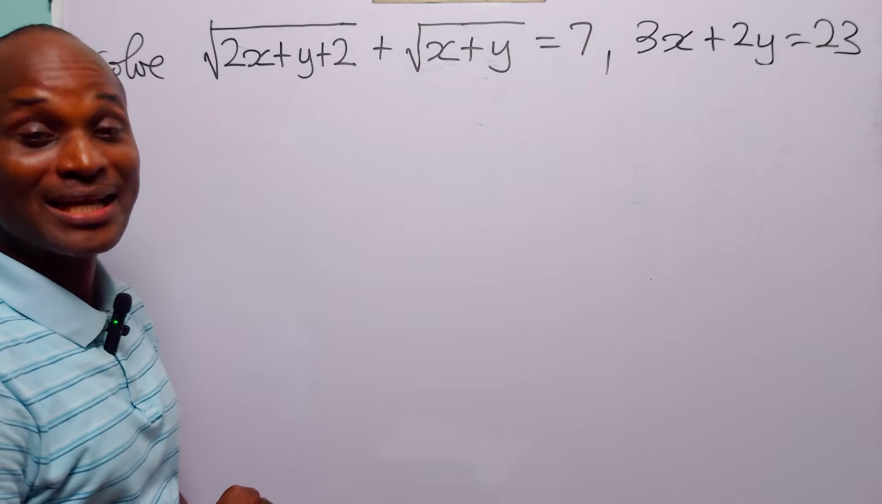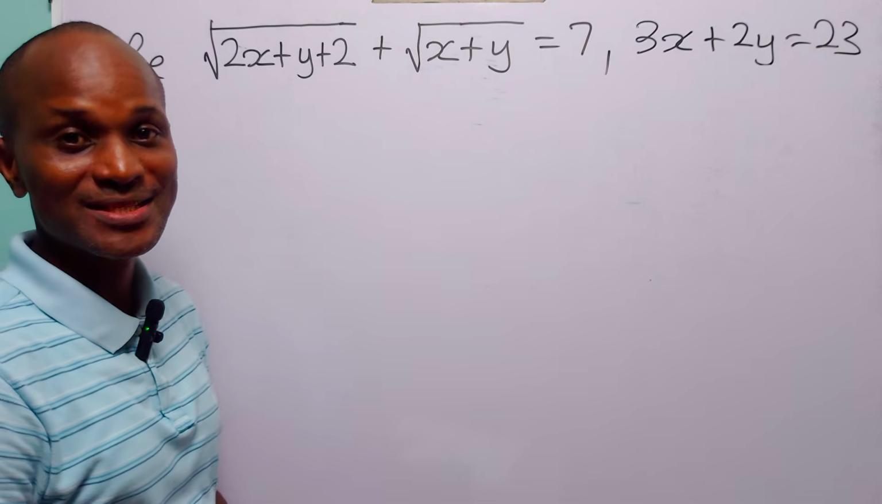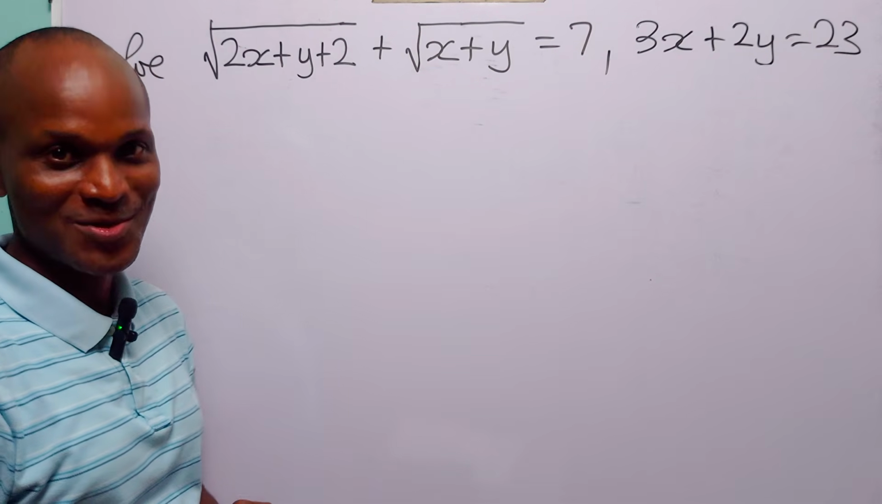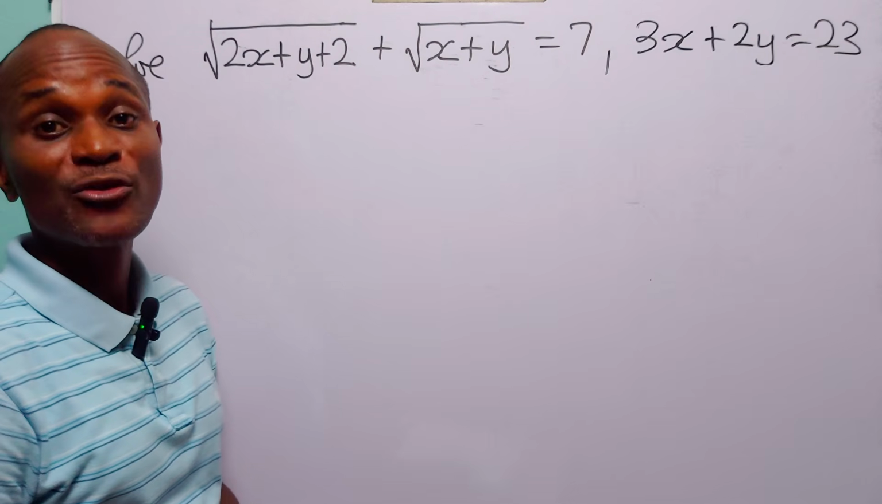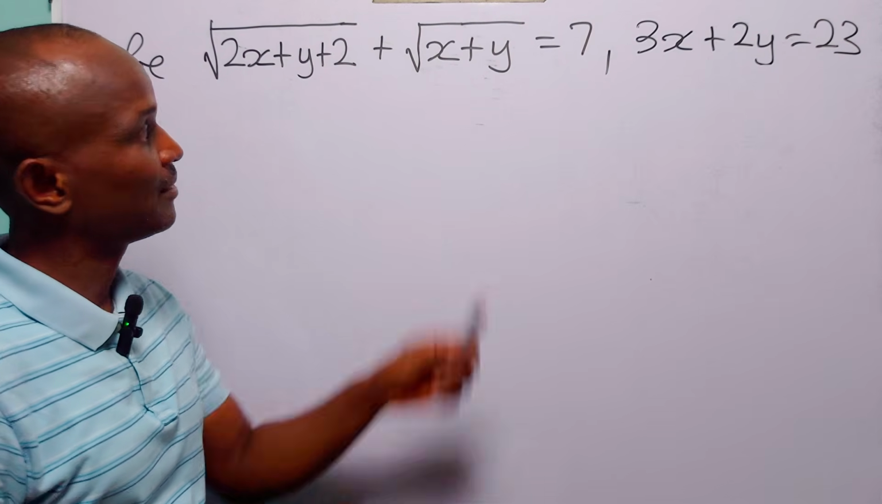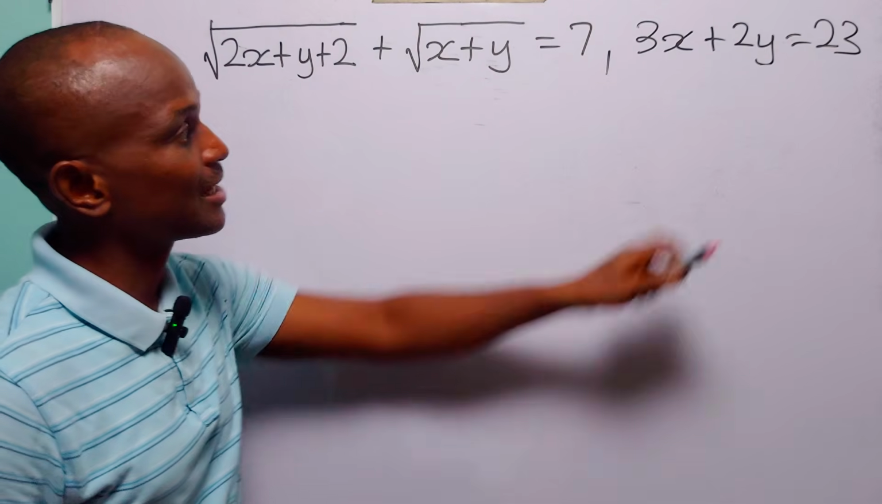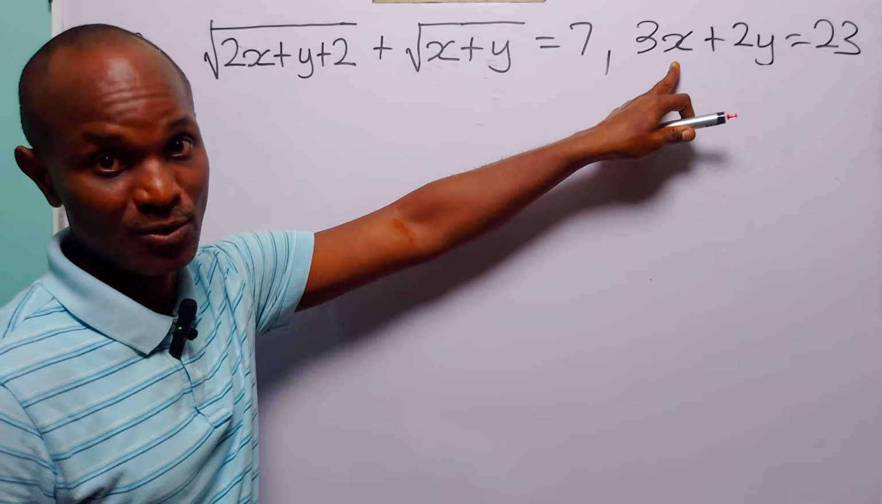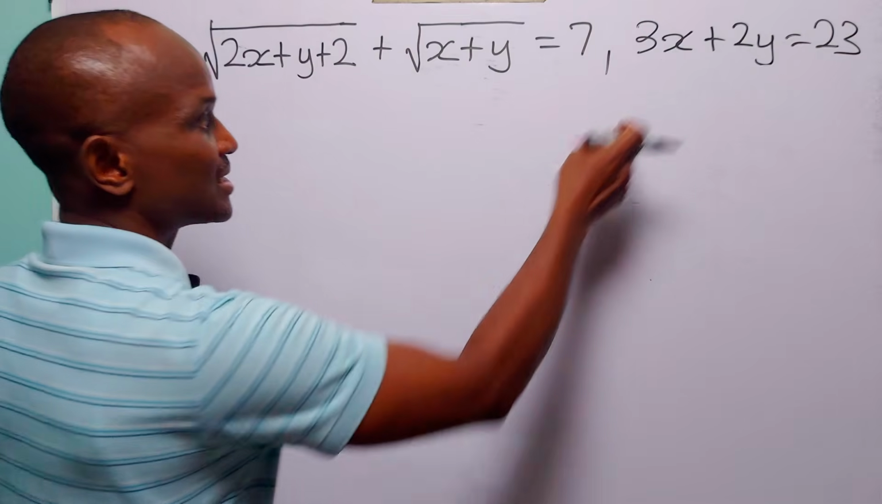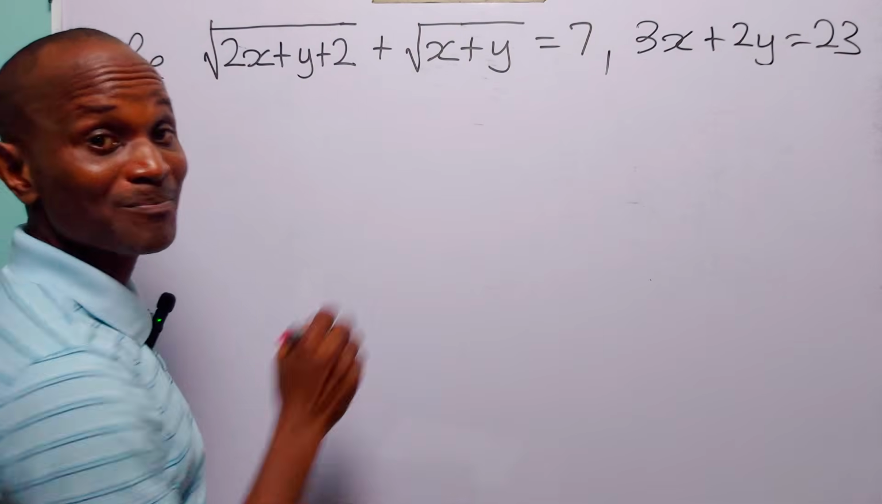Hello and welcome. In this math tutorial, we have a very interesting system of simultaneous equations. Now, to find the real values of x and y that satisfy these two simultaneous equations, let us start by rearranging the second equation. What we are going to do is take 1x from 3x.